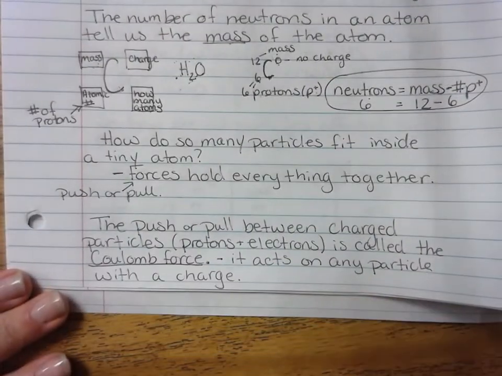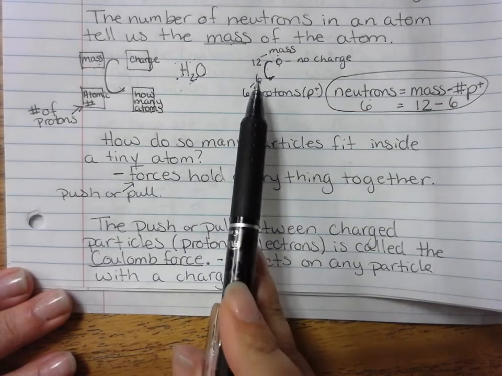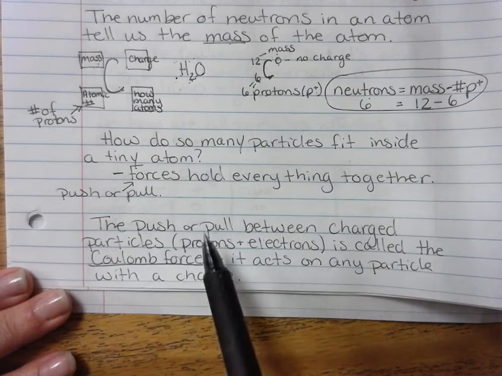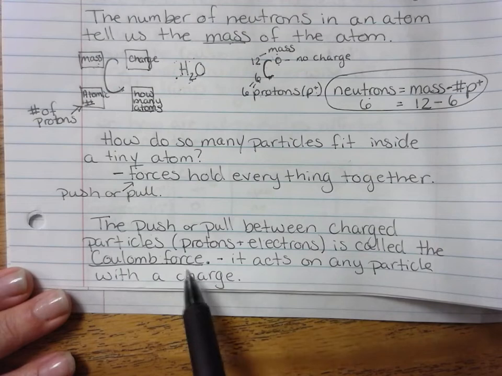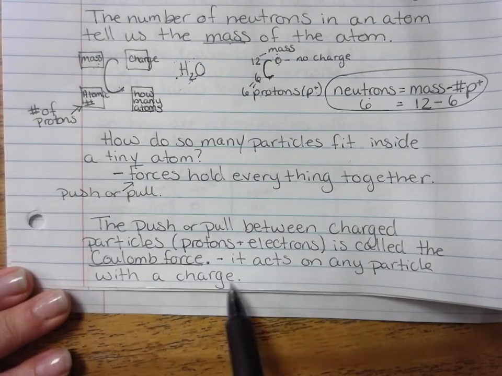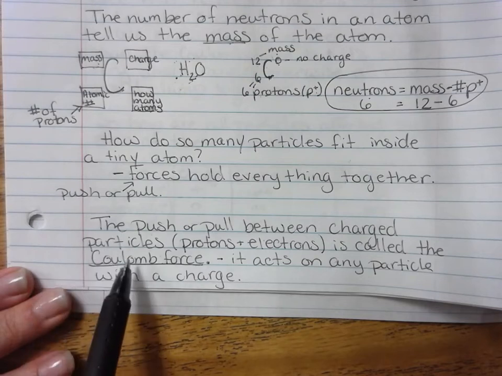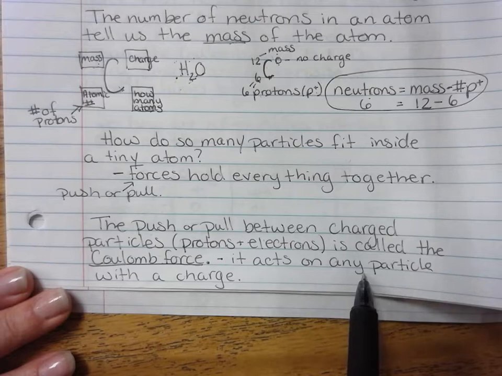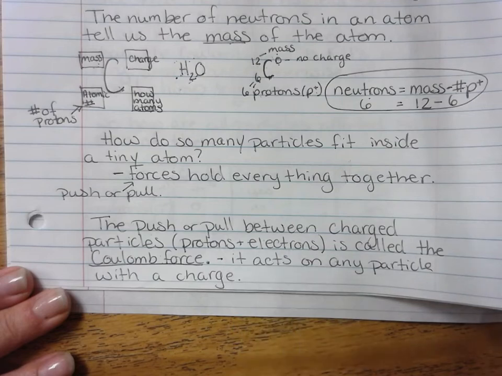So the push or pull between charged particles, and our charged particles in our atom are protons and electrons, is called a Coulomb force. The Coulomb force acts on any particle with a charge. So in our atomic model, the only particles with a charge are protons and electrons. So the Coulomb force works on protons and electrons.